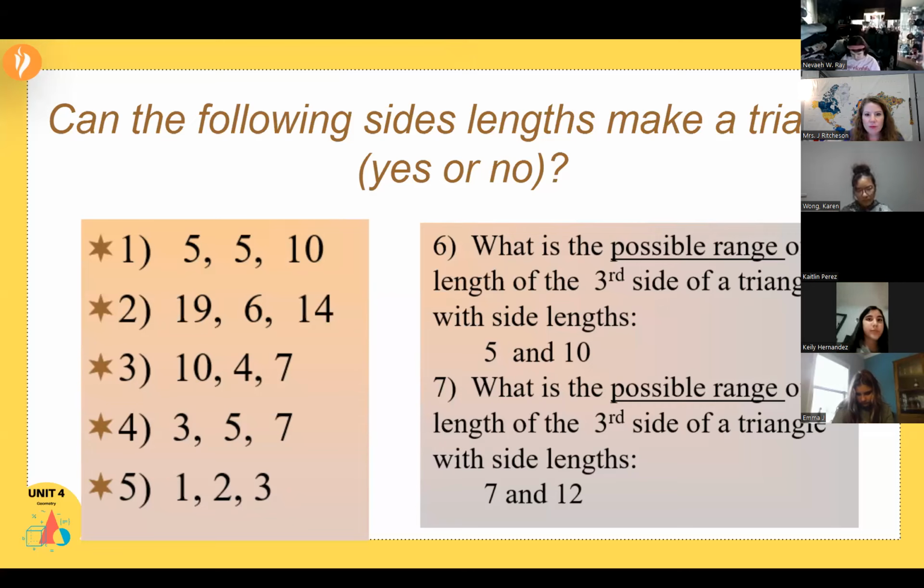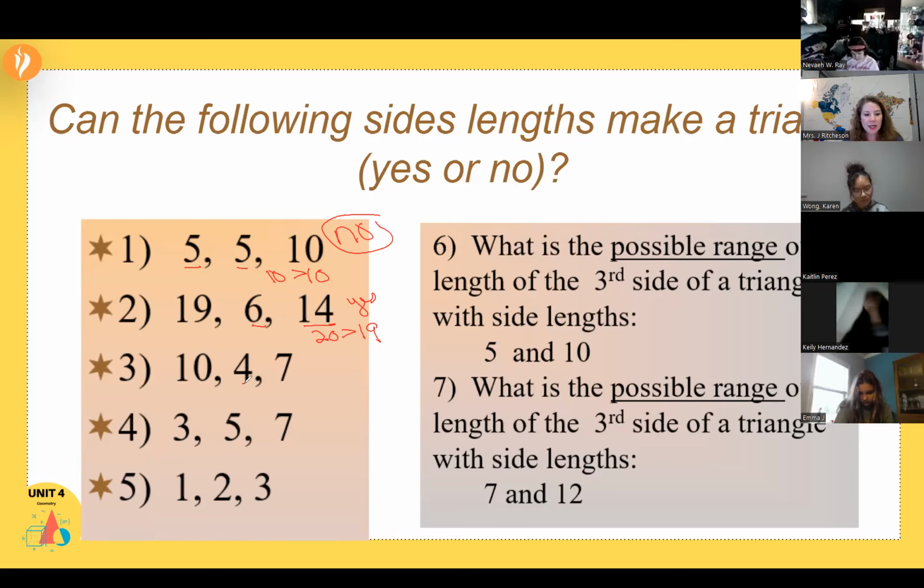All right, so number 1, remember we're adding the 2 shortest sides. It's got to be greater than the third side. 5 plus 5 is 10. 10 is not greater than 10. So the answer is no. Number 1 is no. Number 2, our 2 shortest sides is 14 and 6. 14 plus 6 is 20. 20 is greater than 19. So the answer is yes. So far, so good?